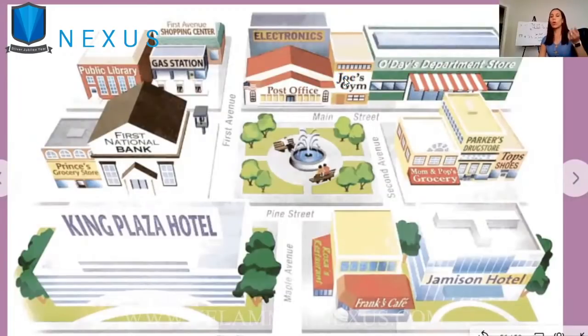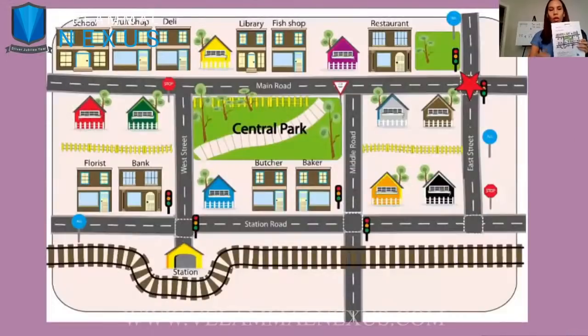So those are the 10 questions. Again, the question is the same, where is? And again, the places are gas station, King Plaza Hotel, park, electronics store, First National Bank, drugstore, library, post office, restaurant, and gym. And to finish, you guys, this is our last activity. We have this picture of a map, the same map that you have here.